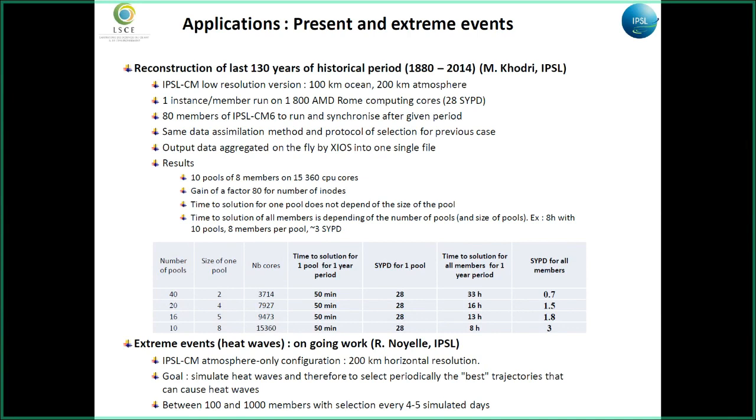The configuration to do that will be an atmosphere-only configuration at 200 km horizontal resolution. And the idea is quite different from the one before, because here we want to run between 100 and 1,000 members, but with selection every 4 or 5 simulated days. So the integrated period, the simulated period, is very short here, whereas before the simulated period was 1 year.